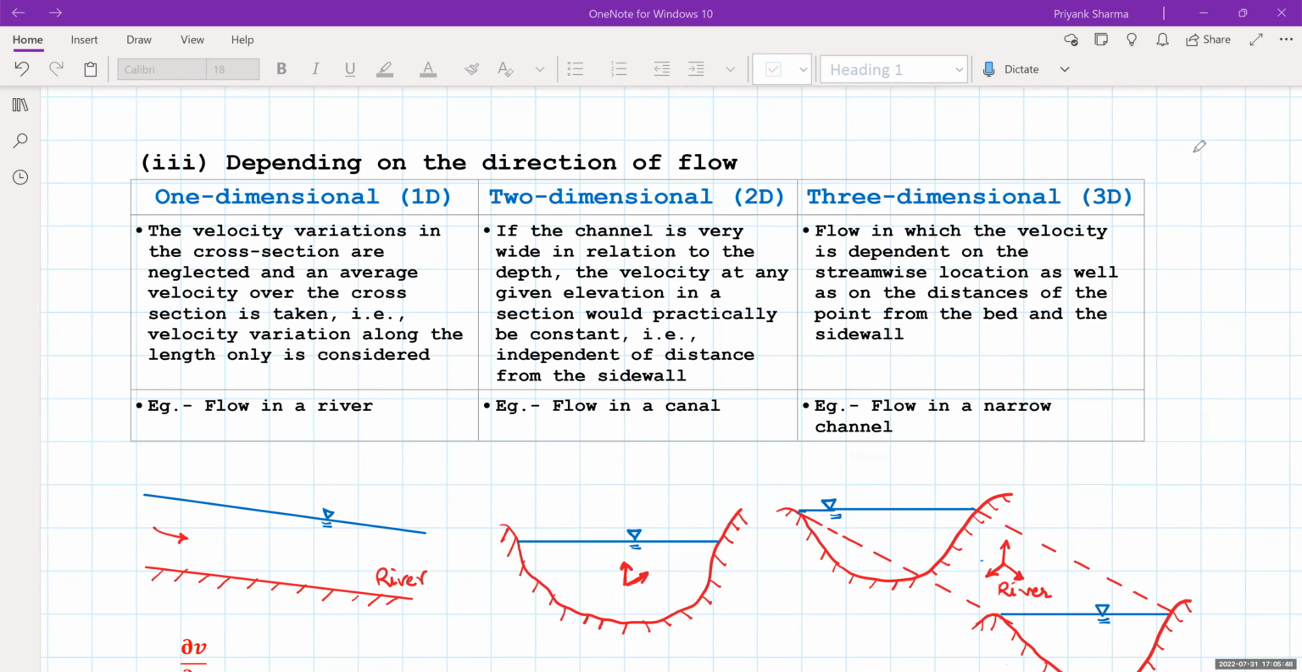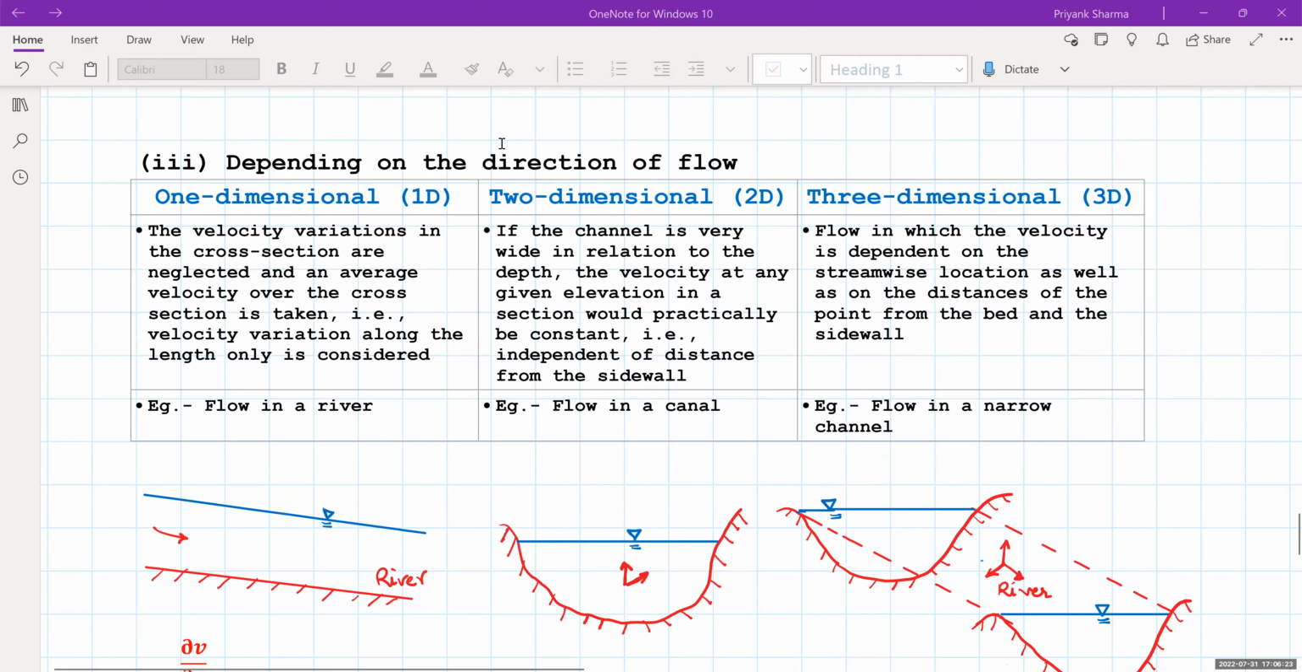Now, the third classification, that depends upon the direction of flow, where we intend to see the variations or analyze the variations. So one dimensional, see, usually flow is a 3D structure, but depending upon the different cases, we can see which effect is more predominant. So when the velocity variations in the cross section are neglected, and average velocity is taken, and the velocity variation along the length only is considered, that is called a one-dimensional flow. So flow in a river, where only along the length you analyze what changes are going on, is called a one-dimensional flow.